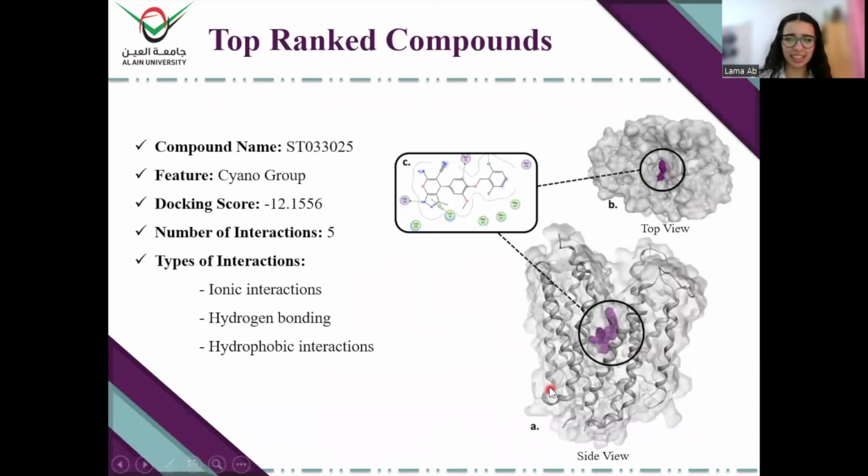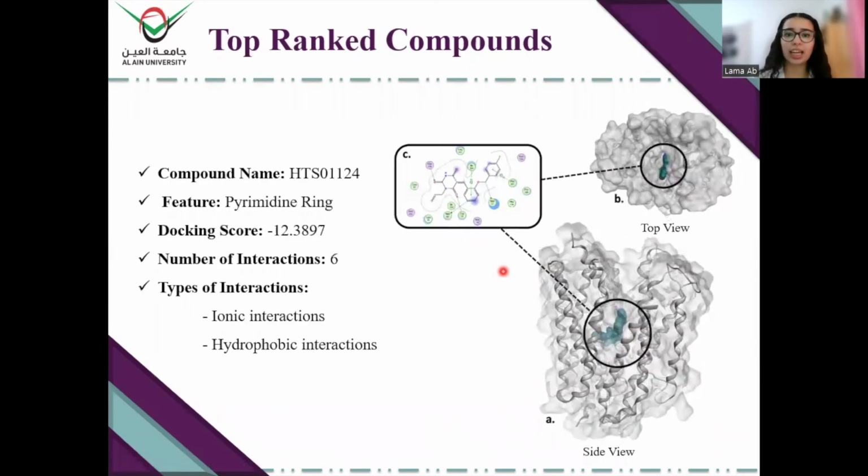First, as you can see here, our transporter has a funnel-like shape in figure A. And our compound, which is in purple, blocks the transporter efficiently. This blockage can be examined further in figure B, as it shows the top view. What's special about this compound is that it has a cyano group, which possesses a unique interaction. Our compound has 5 interactions, which are subdivided into 1 ionic, 1 hydrogen bond donor, and 1 hydrogen bond acceptor, and 2 of them are hydrophobic interactions.